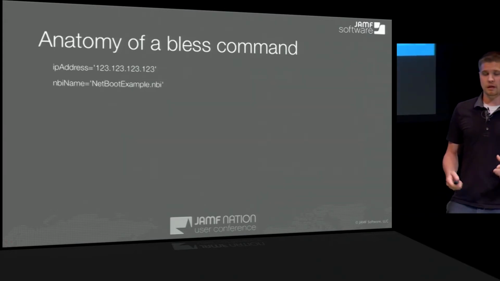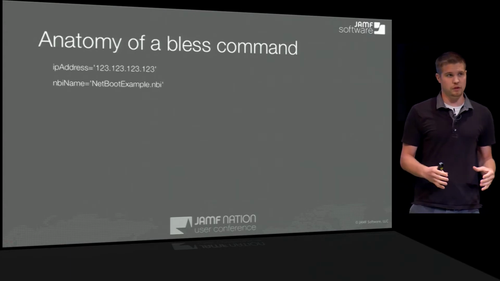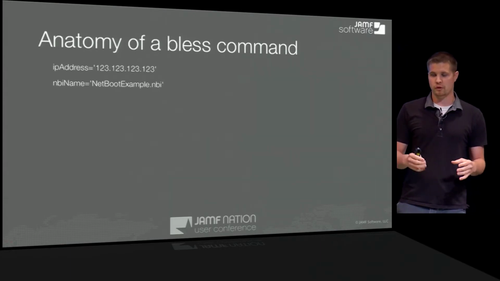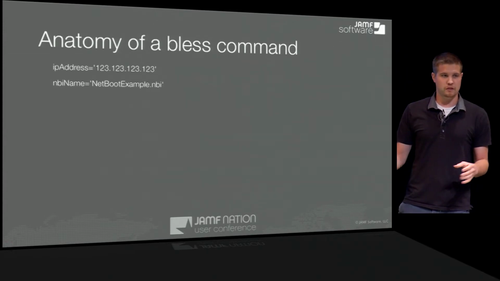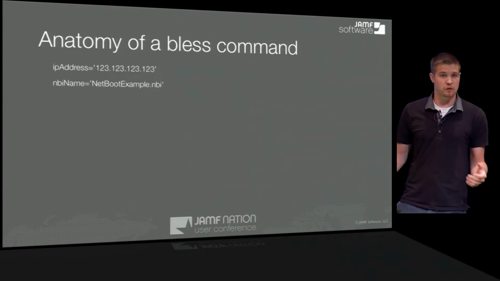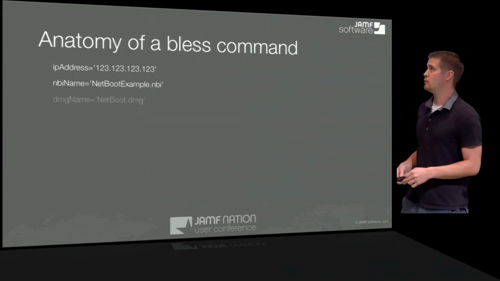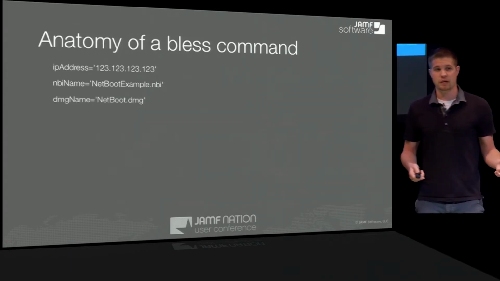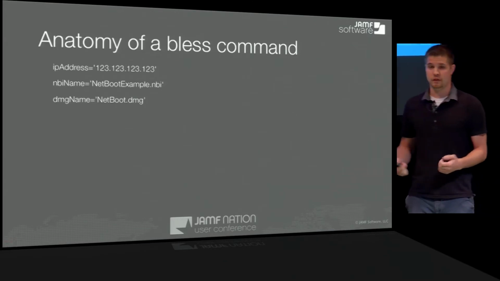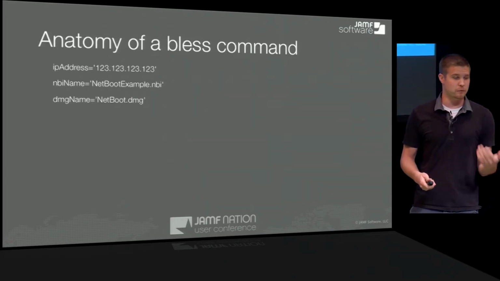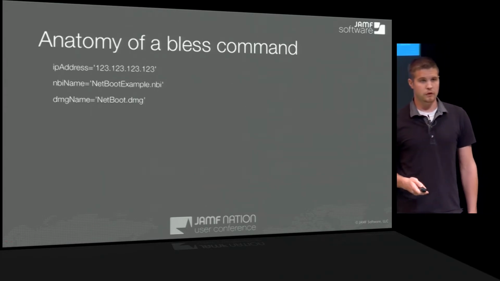And what that is, when you use the System Image Utility to create a netboot image, it'll create a folder that ends in .nbi. That just means it's a net bootable image. So you need to specify what that folder name is, and it does need to end in NBI. And then your DMG name. I just use netboot.dmg because that's the default image that the System Image Utility will create. It's just called netboot.dmg. So let's look at the actual command.